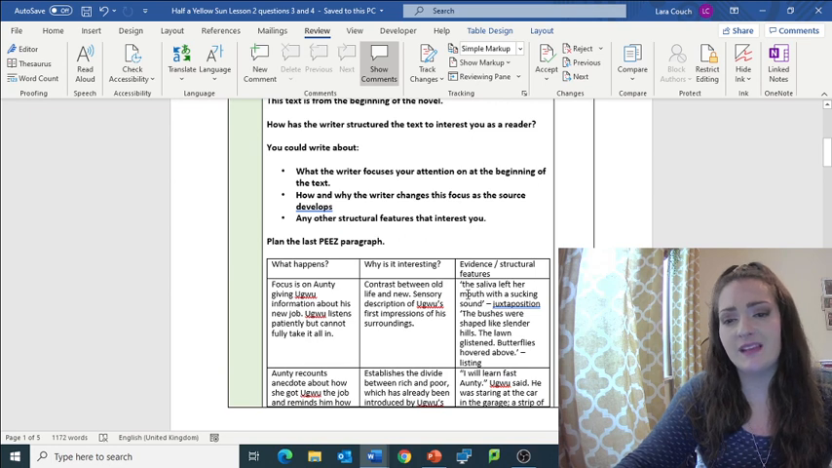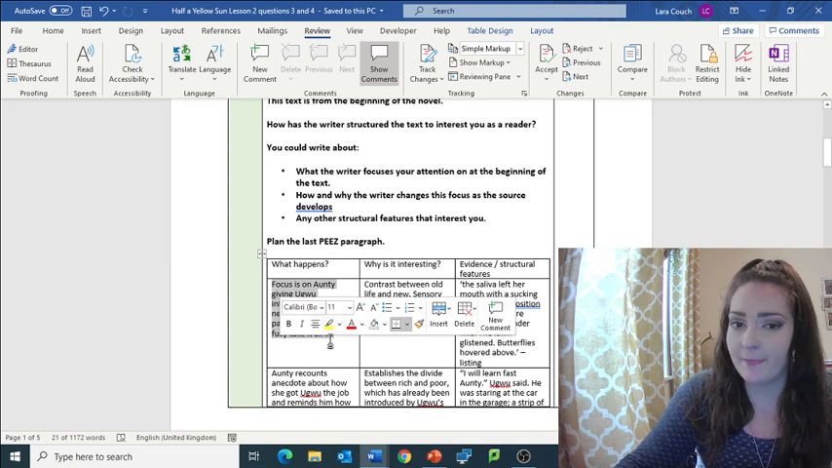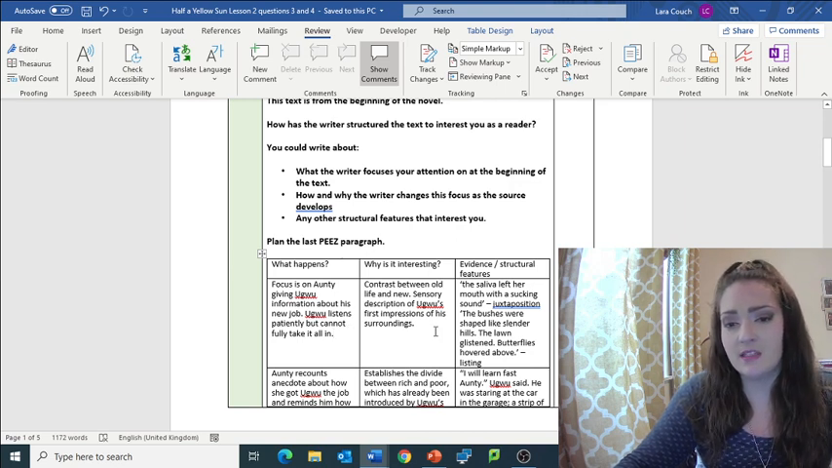Your P's might be slightly smaller than your language analysis, but that's not necessarily the case. So what they want you to do is describe very briefly what happens at the beginning. So focus on Auntie giving information to her nephew about his new job, and he listens patiently but cannot fully take it in. So that's what's happening. Do not describe everything in great detail. Briefly outline what's happening. Then explain why this is interesting.